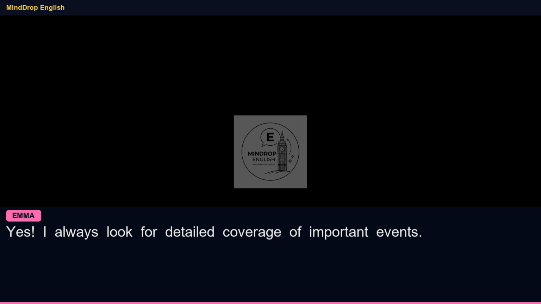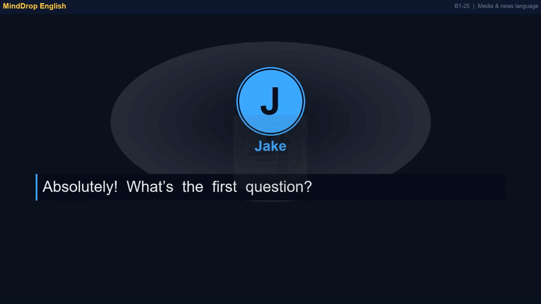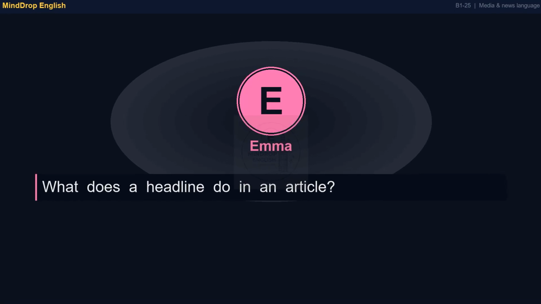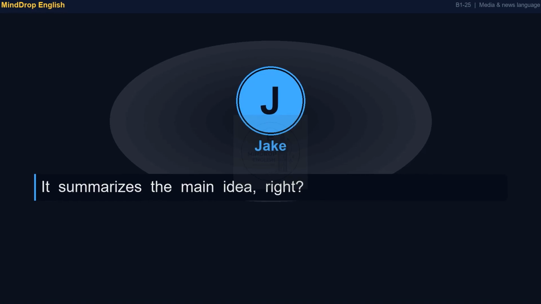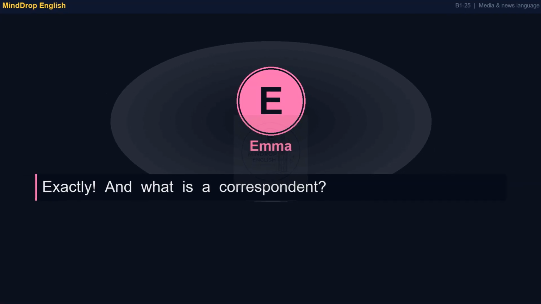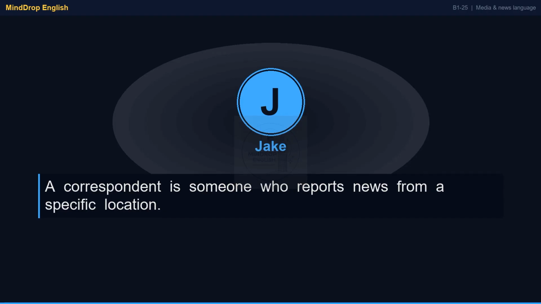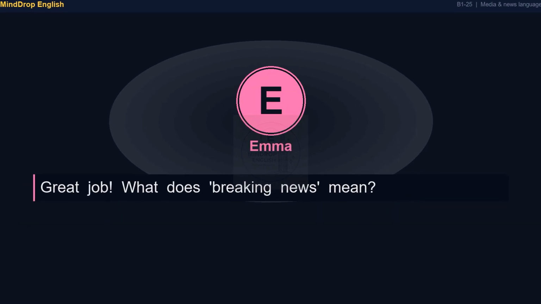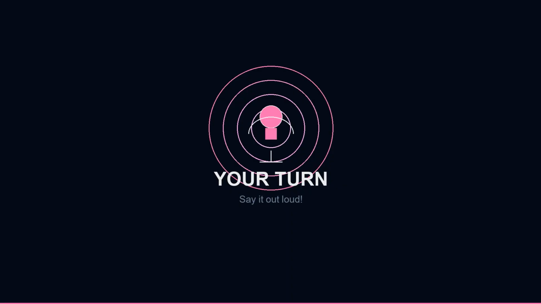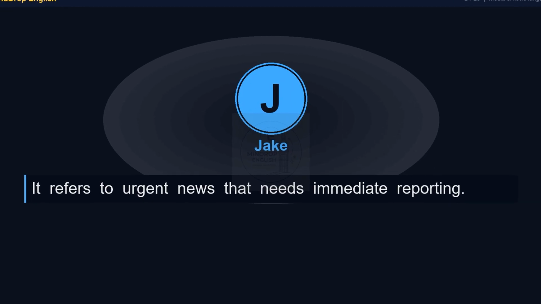This was really fun, Emma. I feel more confident about media vocabulary. I'm glad to hear that. Now let's review what we learned. Absolutely. What's the first question? What does a headline do in an article? It summarizes the main idea, right? Exactly. And what is a correspondent? A correspondent is someone who reports news from a specific location. Great job. What does breaking news mean? It refers to urgent news that needs immediate reporting.